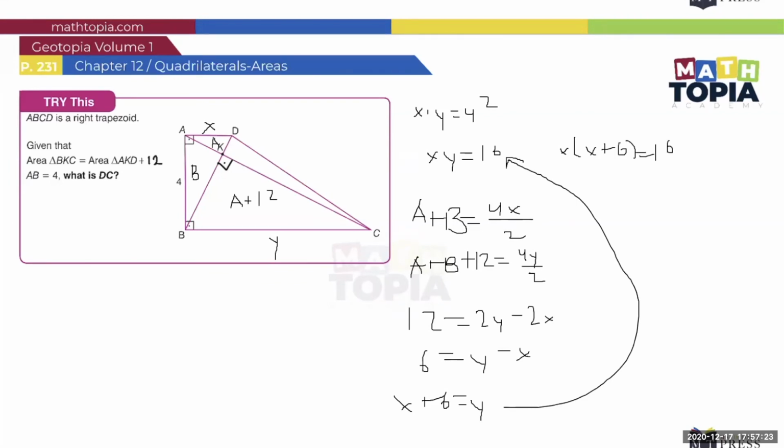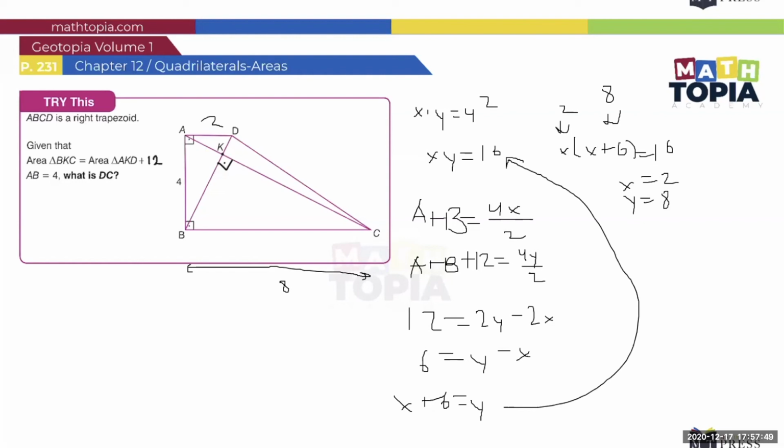We can factor this quadratic. x is 2, x plus 6 would be 8. So now we have x is 2, y is 8, right? So we can replace that. So now we have 2. This BC here, this length is going to be 8. But it's not asking for what AD or BC is. It's asking for DC. So we need to do one more step.